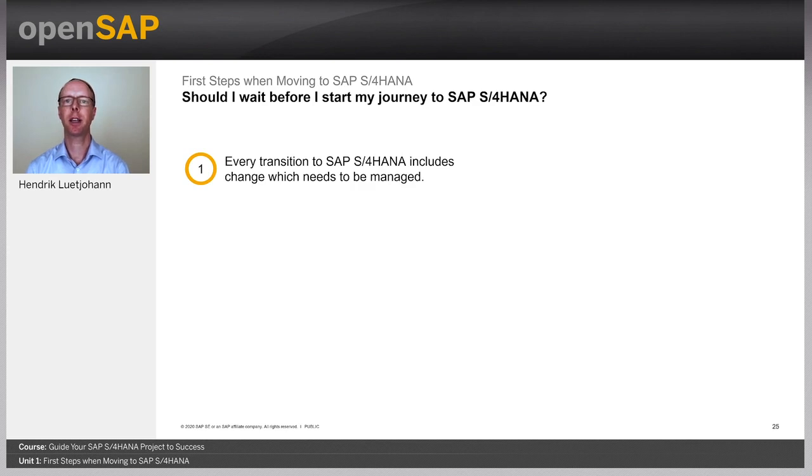Every transition to SAP S4HANA includes change, which needs to be managed. The number of mandatory changes increased over the past releases. This means that projects may take longer and the complexity that needs to be managed may get higher.